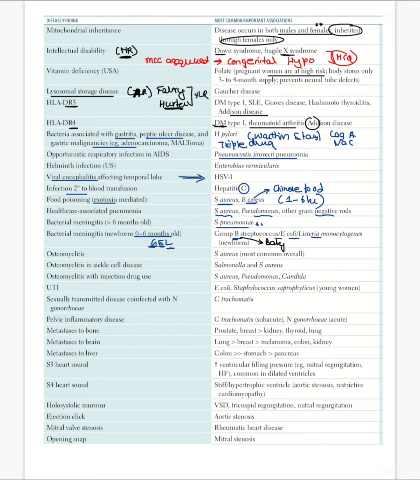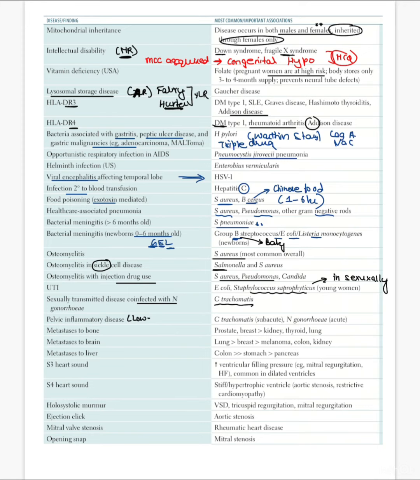Osteomyelitis, guys, basically the infection of the bone. S. aureus is the most common, guys. If it is sickle cell, that is Salmonella for sickle cell. Drug abuse, that is Pseudomonas or S. aureus. UTI, guys, most are gram-negative organisms like E. coli, and Staphylococcus saprophyticus in sexually active women, guys. Saprophyticus, remember, sexually. Then sexually transmitted disease co-infected with Neisseria gonorrhoeae, that can be Chlamydia trachomatis, already discussed.